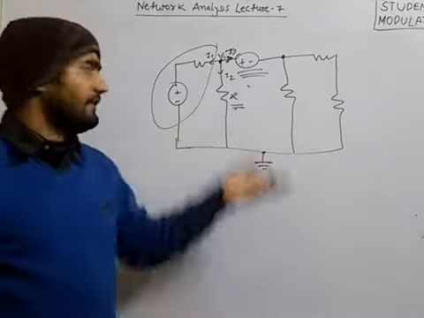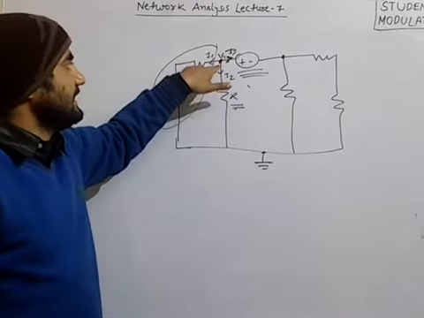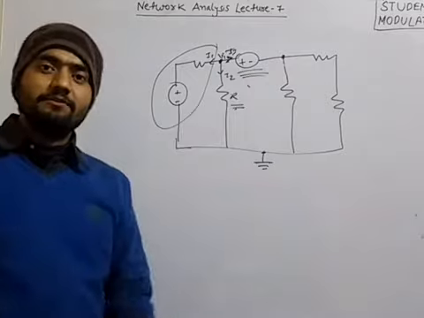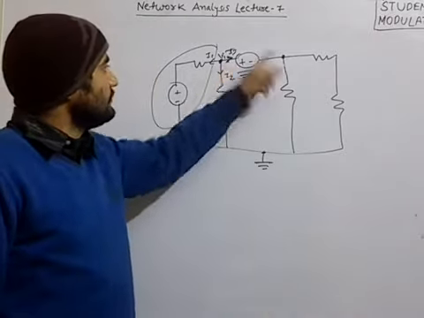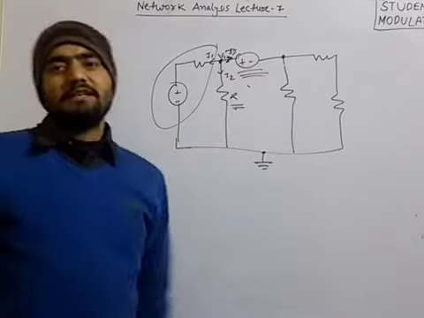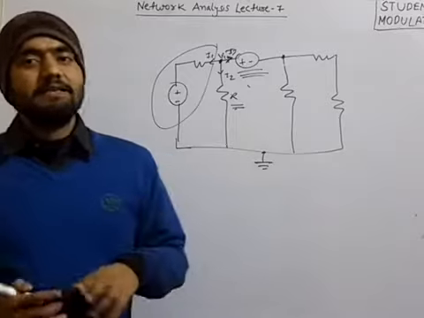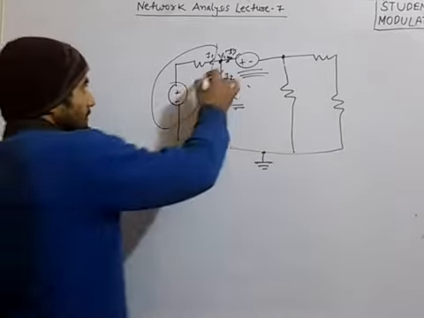Means we cannot find out the current, and ultimately we cannot apply the KCL here. Similarly, we cannot apply the KCL here. Then what will we do? If there is such a case that in between two nodes there is a voltage source, we will not use the nodal analysis there. Instead we will use the super nodal analysis, and we will consider a super node.